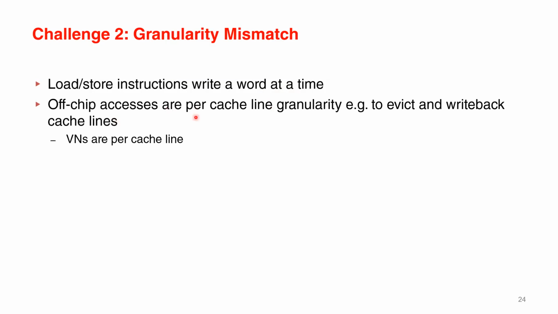The second challenge we faced was that instructions usually access a word at a time, for example, a 4-byte word, whereas off-chip accesses happen at a cache line granularity. Hence, VNs are also at a cache line granularity.